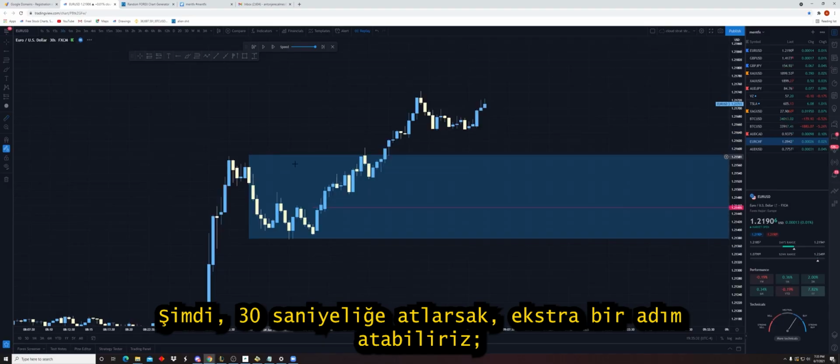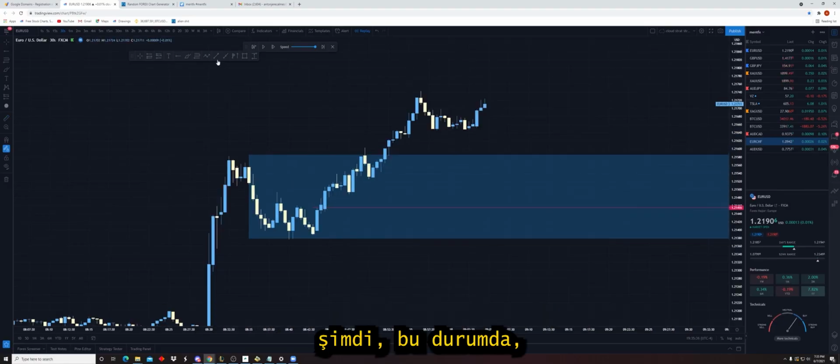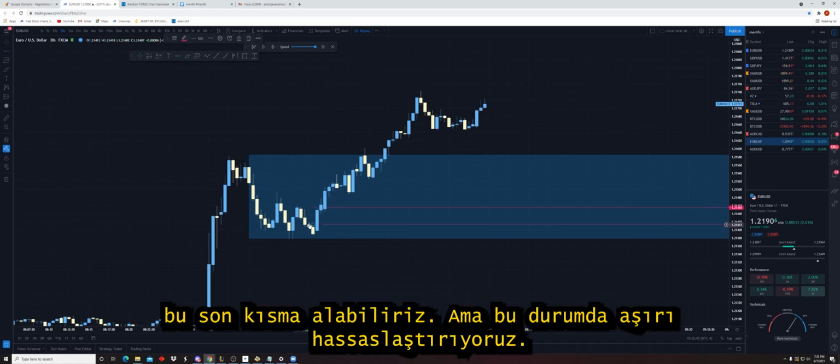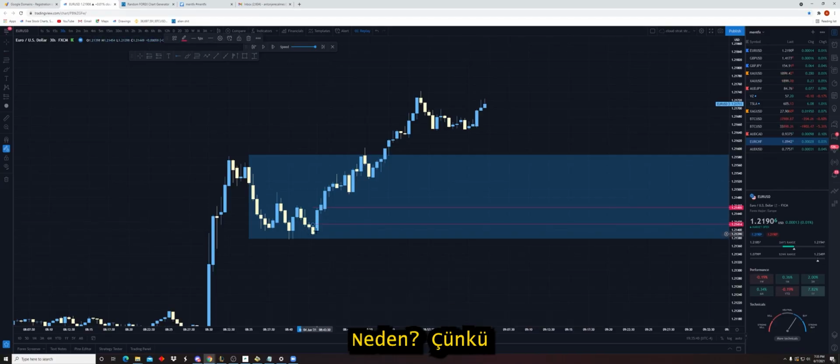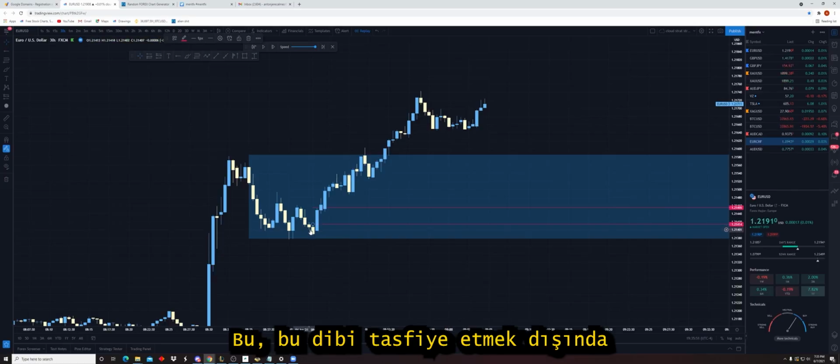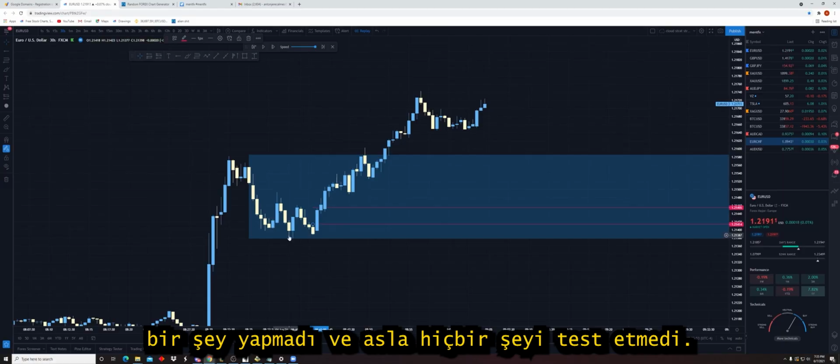Now, if we jump to a 30-second, we can take it an extra step. Now, in this case, it's a little harder to take it the extra step. If we really wanted to, we could take it to this last down before the up move. But in this case, we are over-refining. Why? Well, because this move didn't do anything too interesting. It didn't do anything except for liquidate this low, and it never tested anything.